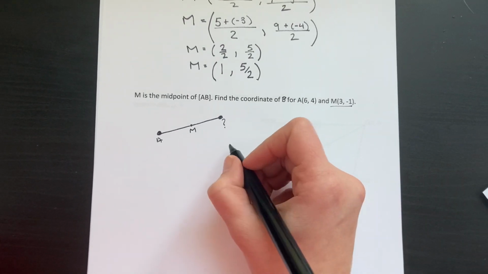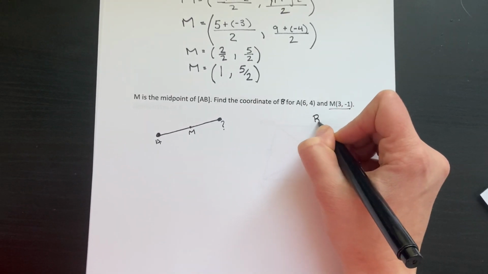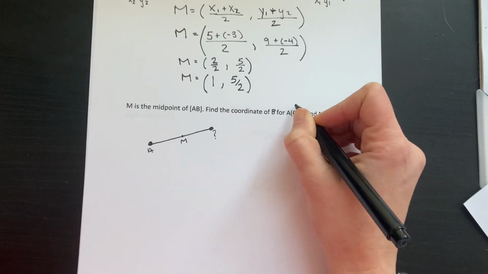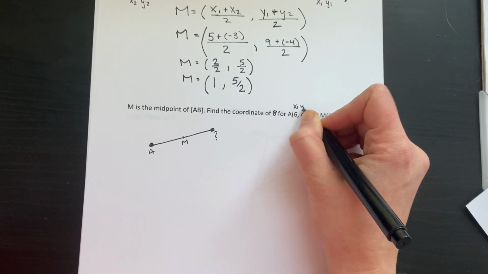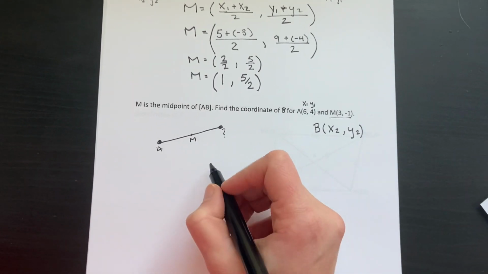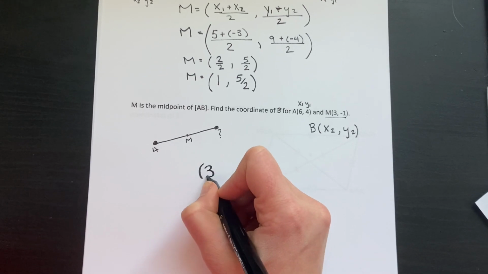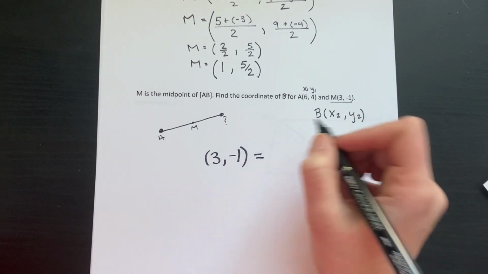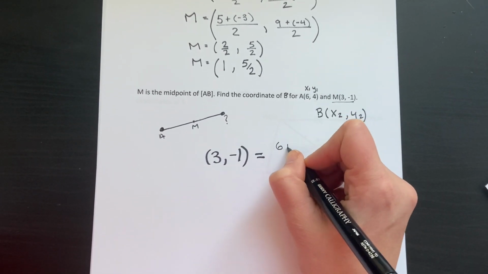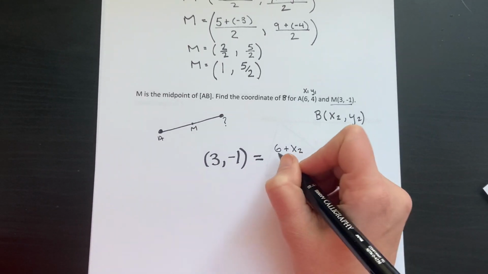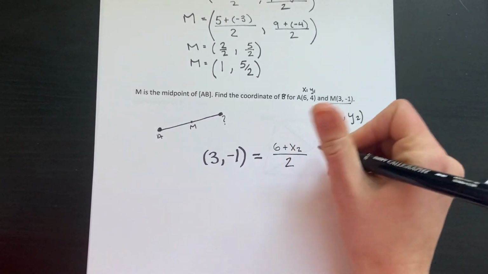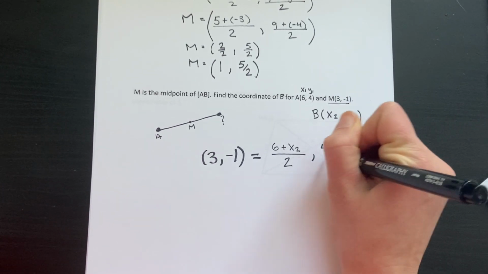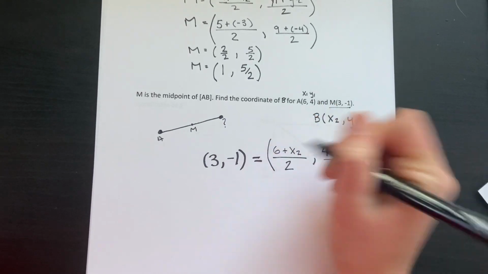So we know that B is some unknown. Let's name him x2, y2. And A, we're going to have them be our x1, y1. And we know that it's going to equal our midpoint. So we know that the point 3, -1 should equal our midpoint formula. So 6 plus x2, and we're just going to plug x2 right in because we don't know what he is, divided by 2, comma, 4 plus y2 divided by 2.